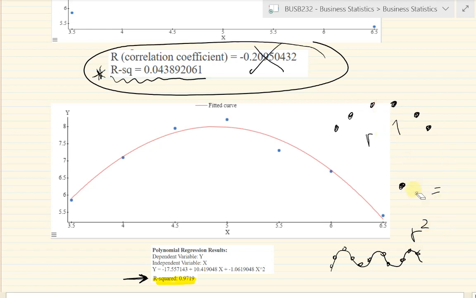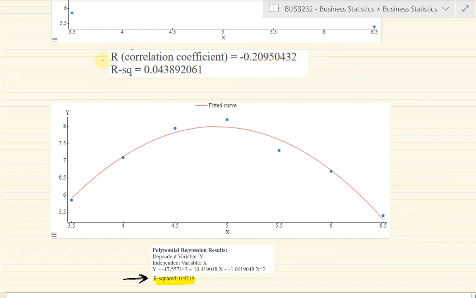And we use R squared for linear, nonlinear. We use it for one independent variable, 1, 2, 3, 4. So for every kind of regression analysis, R squared is meaningful. R is only meaningful for linear.